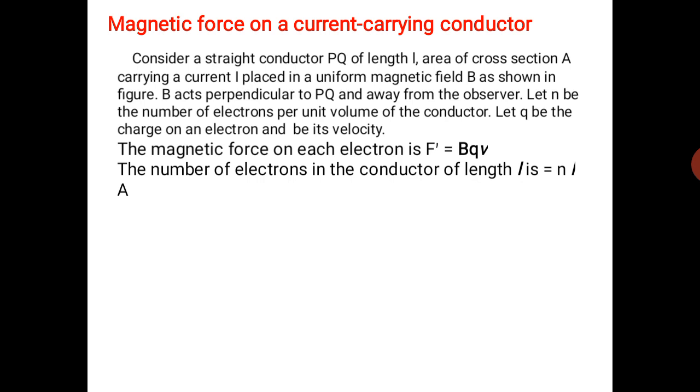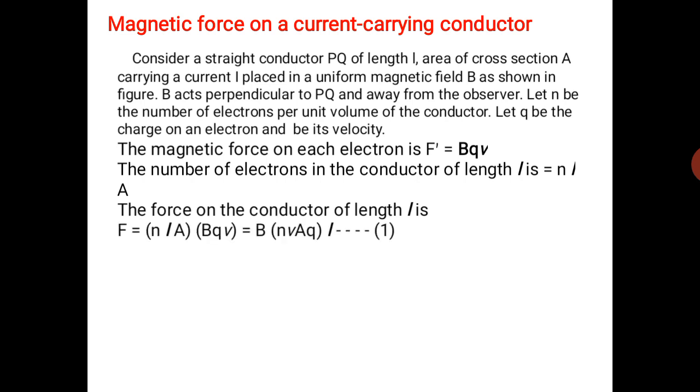The number of electrons in a conductor of length L is, the total number of electrons is NLA, that is the number of electrons present per unit volume into volume. That volume is length into area. So hence the total number of electrons in a conductor of length L is N times L into A. Cleared?